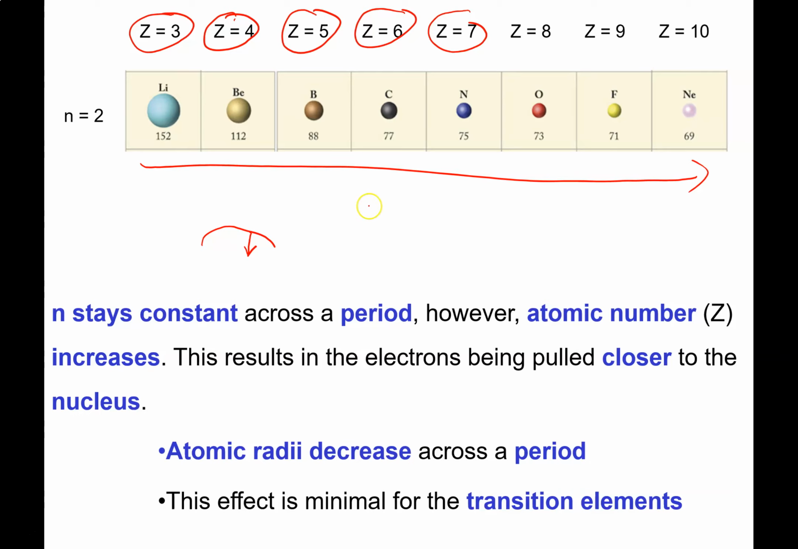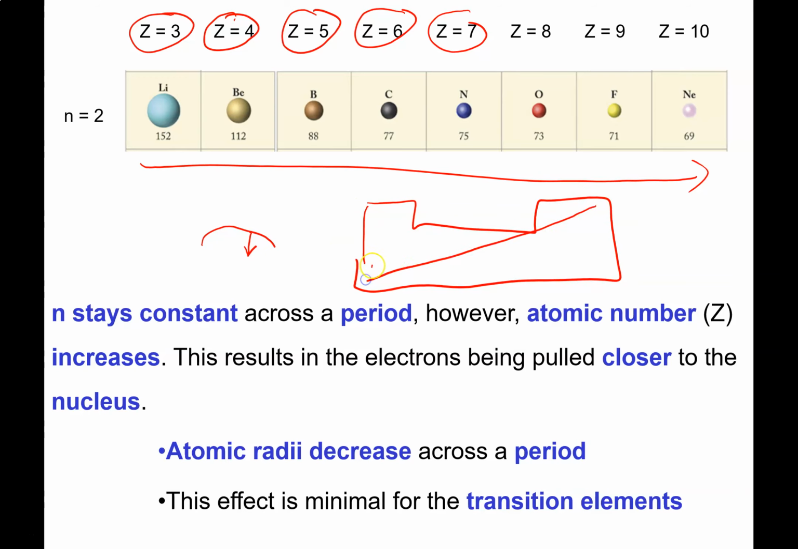So if you put both those trends together, a decrease in size as you move across and an increase in size as you move down, we can draw a diagonal arrow like that, and that is how we see an increase in the size of the atoms.